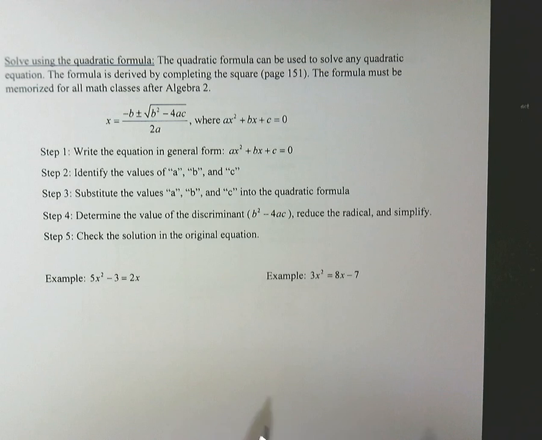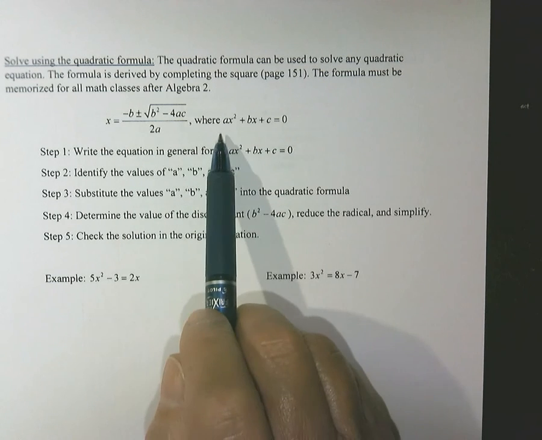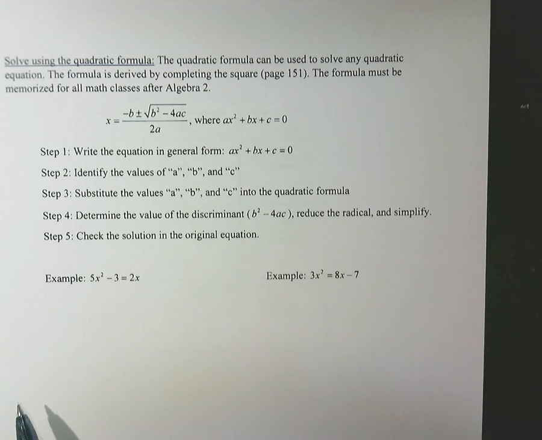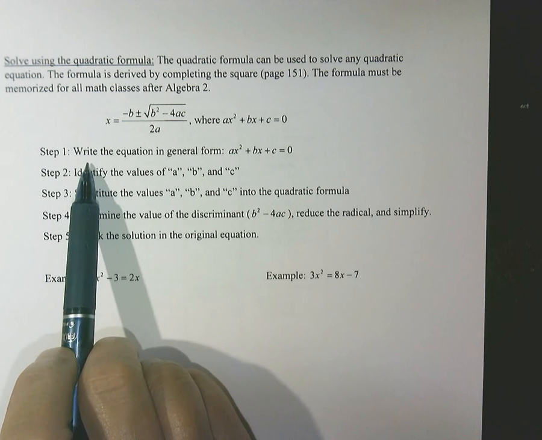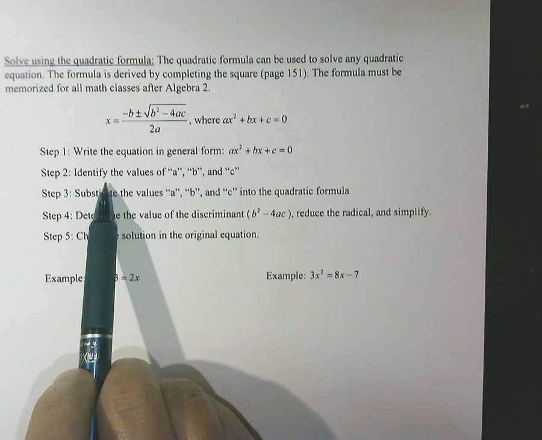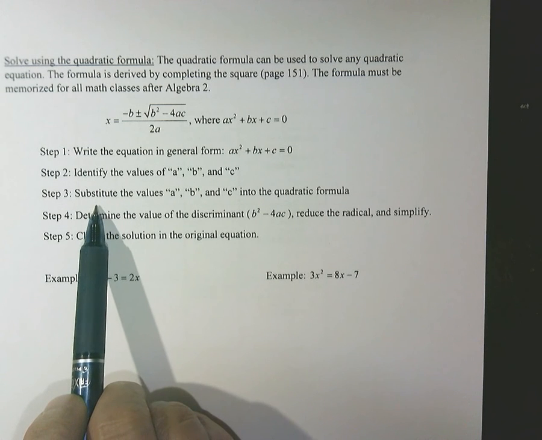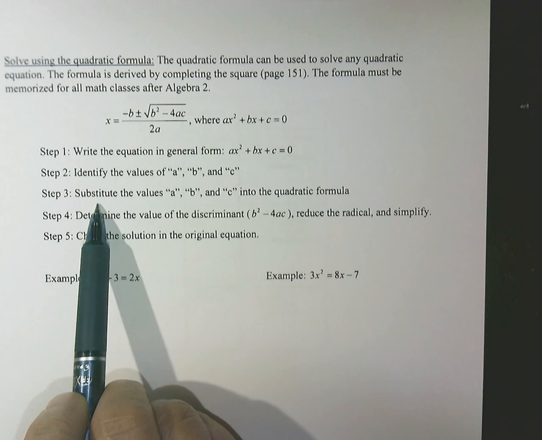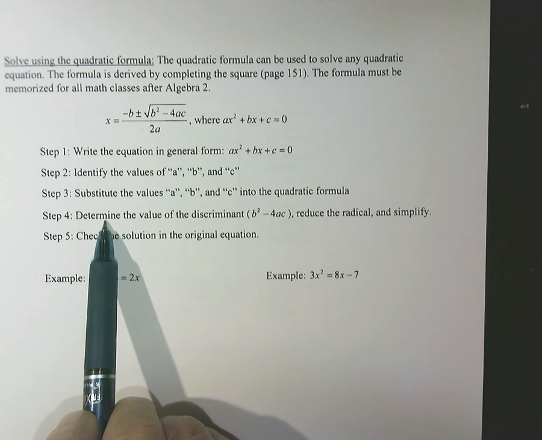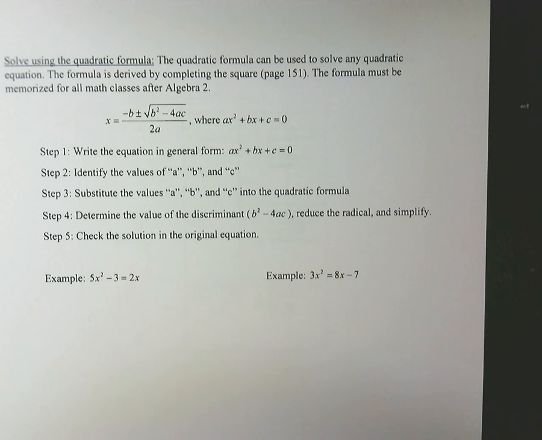The quadratic formula is a special case where ax squared plus bx plus c equals 0. We had to set up quadratics just like this when we were factoring. There are specific steps. First, you write the equation in general form or standard form. We identify the values for a, b, and c, and substitute them into the quadratic formula. I'm going to show you how to determine the value of the discriminant, reduce the radical, and simplify the whole term. Then you check your solution either in the original equation or by graphing.